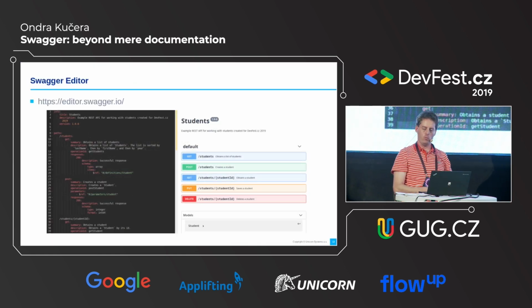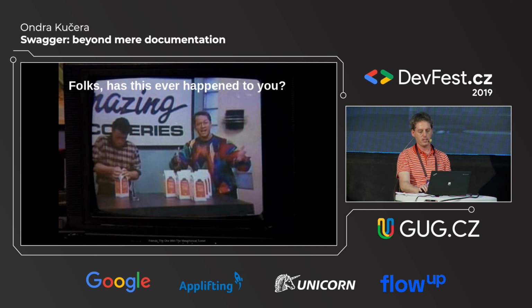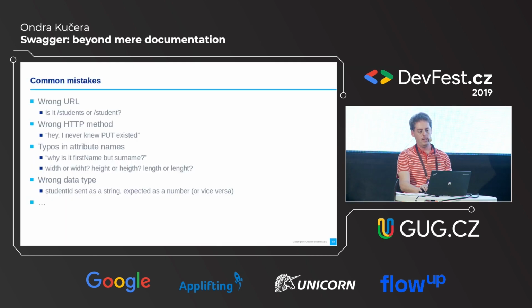So we've got Swagger. We've got a formal definition of our interfaces. So that's good. But from your own experience, because many of you are already using Swagger, let me ask you, has this ever happened to you? Front-end developer used /student instead of /students when asking server for the data. Or first name with lowercase n when capital N was expected.